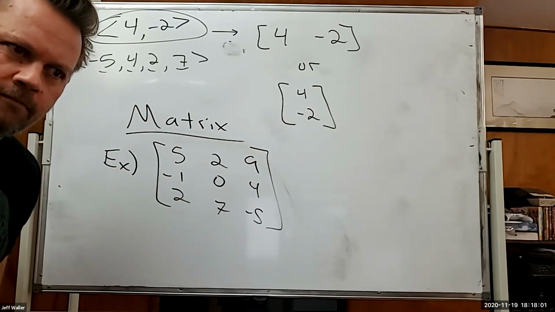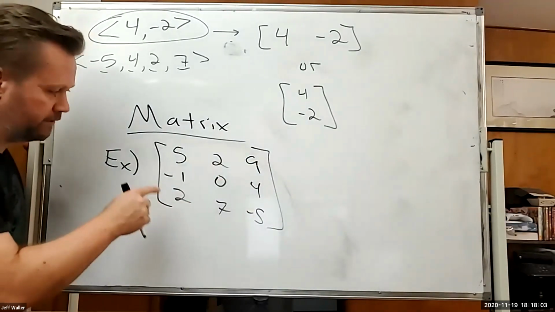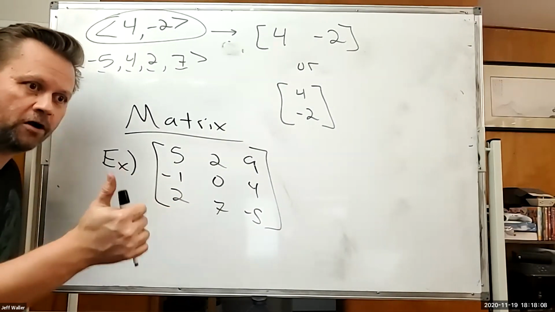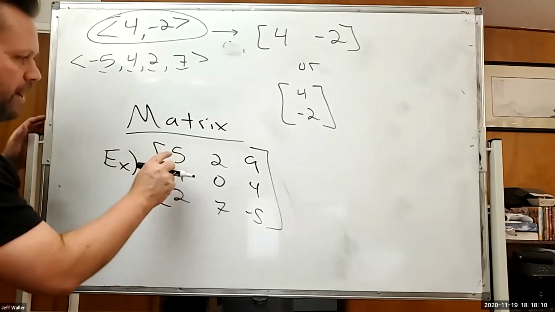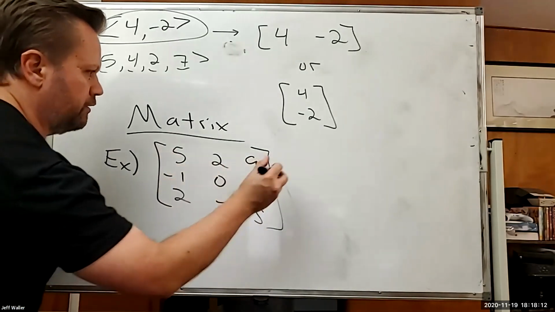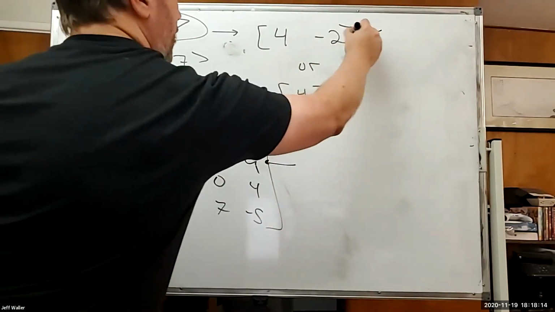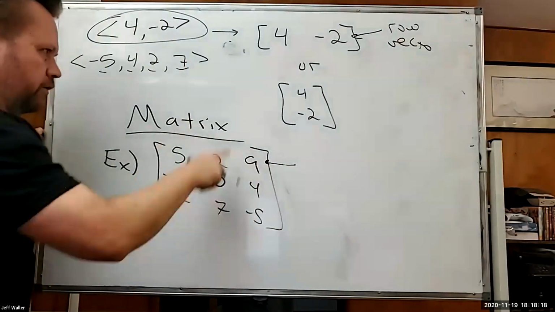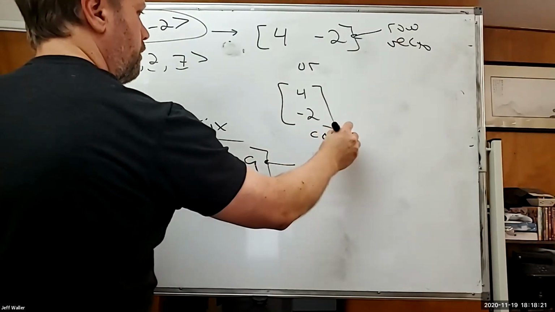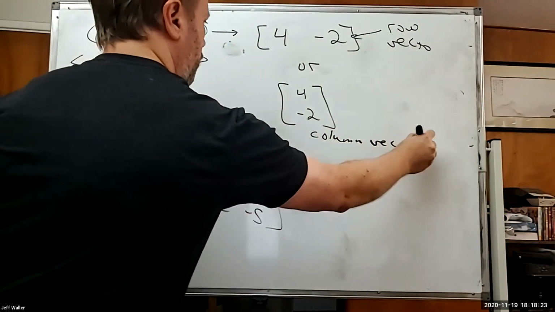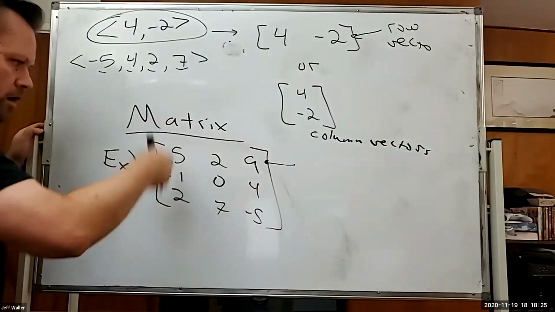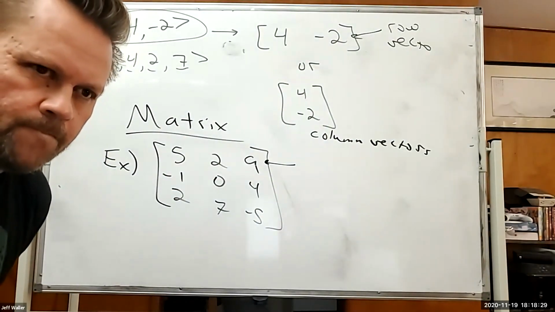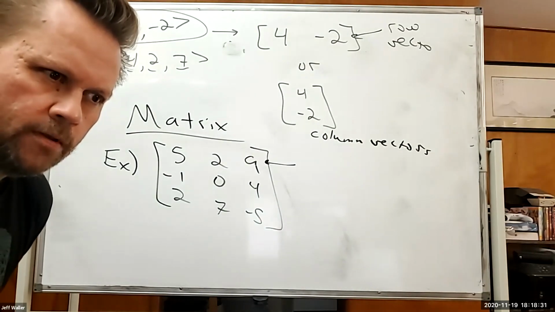5, 2, 9. Yes, 5, 2, 9. Was anybody else thinking 5, -1, 2? You're also right. So you've got row vectors, like this would be a row vector, and you've got column vectors, so this would be a column vector. So you have rows and you have columns. I like it. Can you go diagonal too?